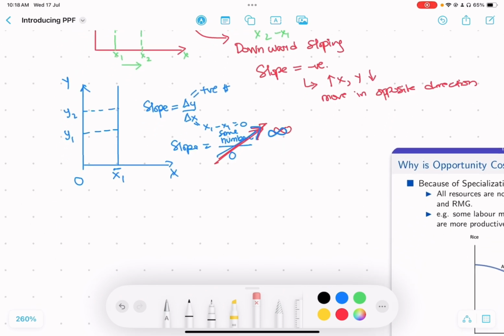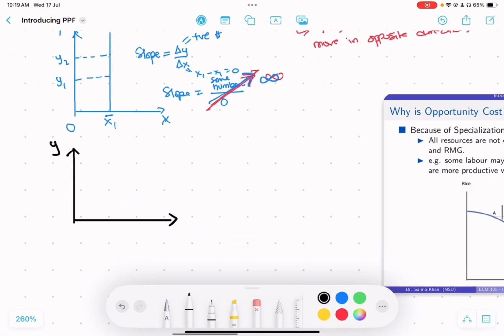On the other hand, let's say you've got a graph that is horizontal in nature. So this is y, this is x. Let's say it's got this horizontal curve. How do you calculate the slope? Remember we said it is change in y due to a change in x. So let's pick any 2 points.